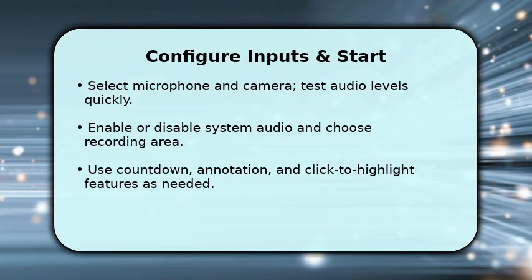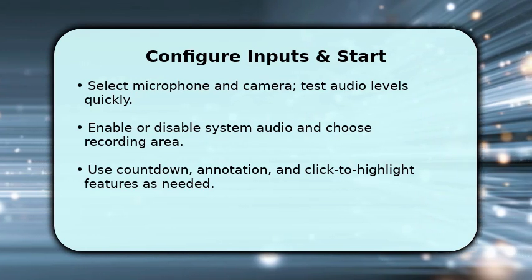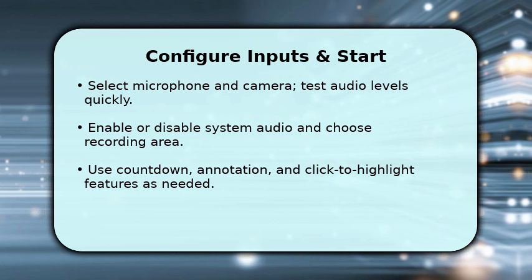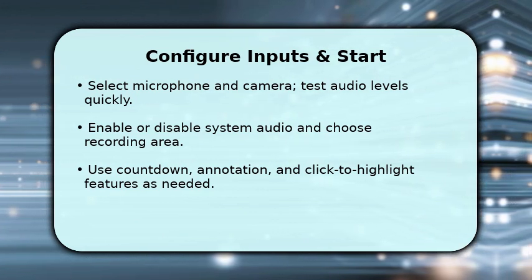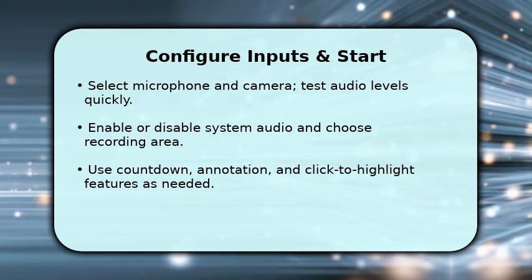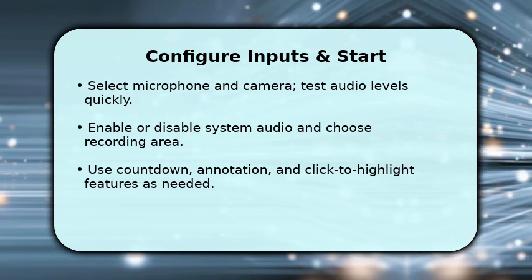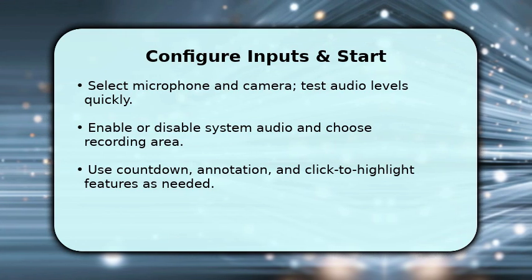You now configure inputs. Pick the microphone and camera, then tap the quick test to confirm levels so your voice sounds natural. Next, enable system audio only if you need app sounds, otherwise disable to avoid noise. Choose full screen, window, or tab recording and use the 3-2-1 countdown to compose your shot.